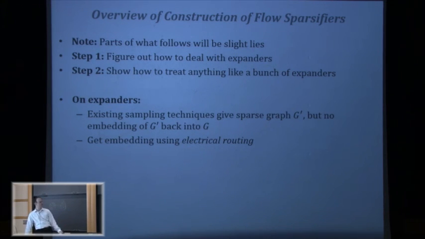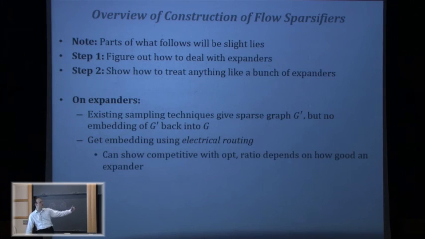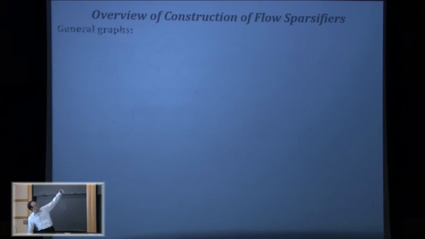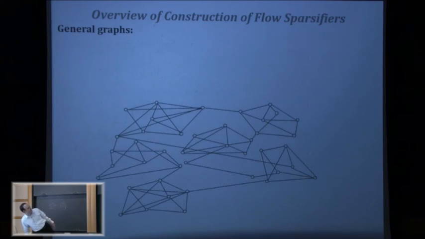Electrical routing is a good one. And so what you can do is you can show that more or less the competitive ratio of routing something with electrical flows depends only on how good an expander it is. And so if I just want to route on expanders, electrical flow is actually a good enough competitive algorithm. So for general graphs, we're just going to chop it up into expanders.